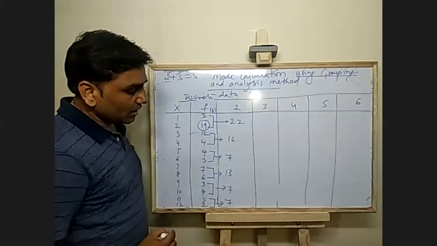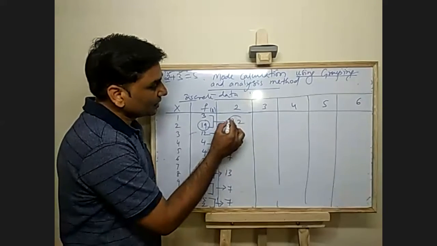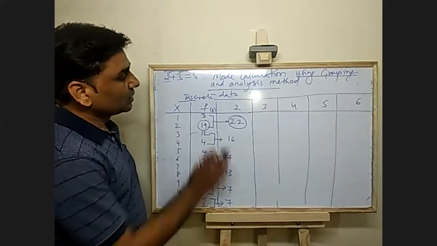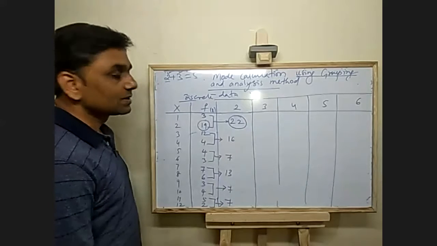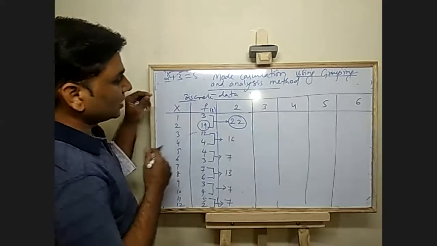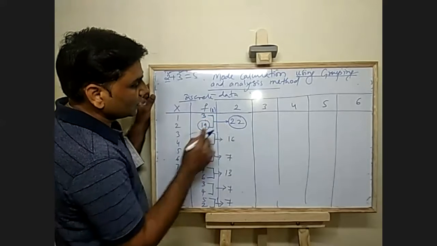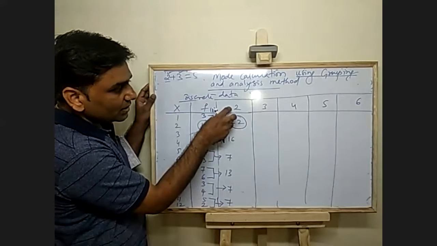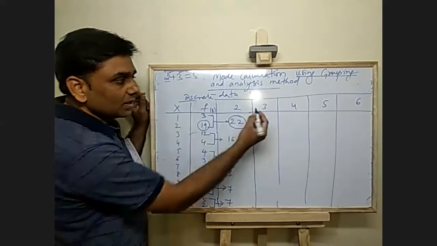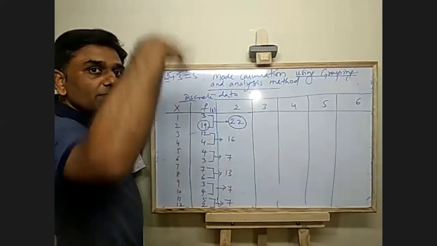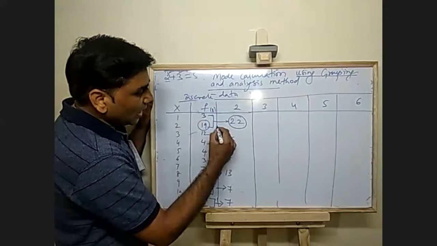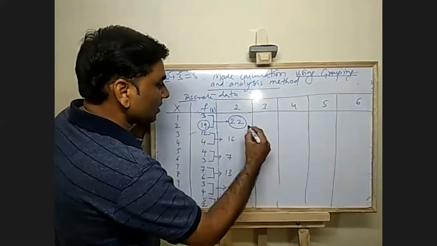In column 2, the highest frequency is 22. Okay, 22 is the highest frequency. Likewise, go to the third column. How to calculate the third column? What we did in the second column, these two, we added. Here, you have to leave the first one. That is, leave 3. Now you have to add 19 plus 12.